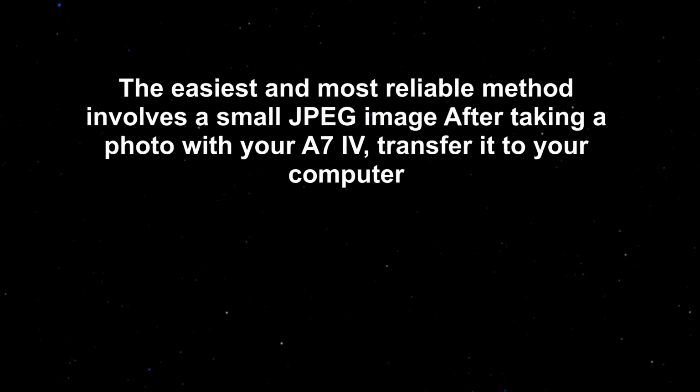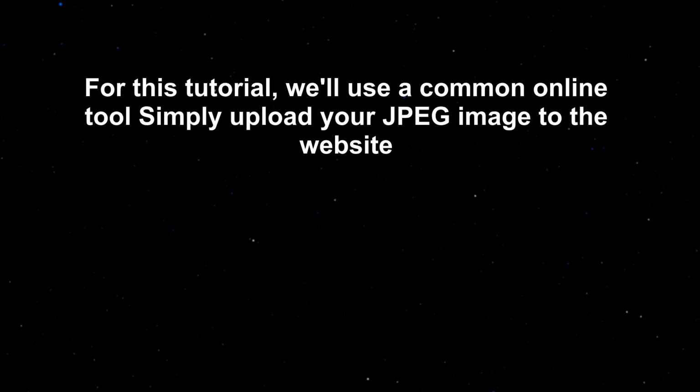The easiest and most reliable method involves a small JPEG image after taking a photo with your A7 IV. Transfer it to your computer. Now, let's find that image. You can use online shutter count checkers or dedicated desktop software. For this tutorial, we'll use a common online tool.